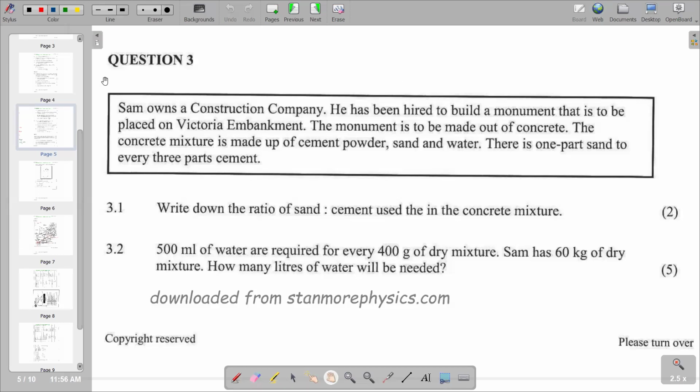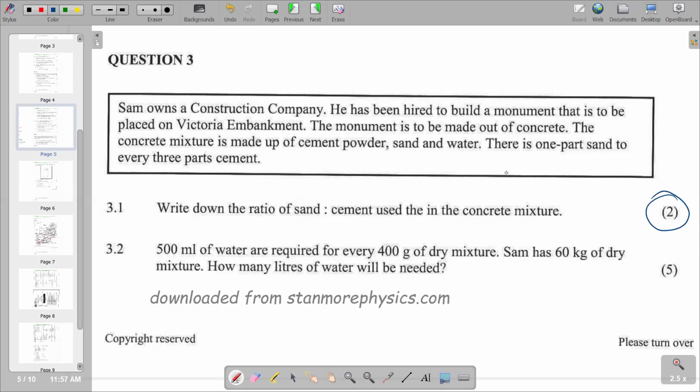So moving on to our question 3, it reads: Sam owns a construction company. He has been hired to build a monument that is to be placed on Victoria Embankment. The monument is to be made out of concrete. The concrete mixture is made up of cement powder, sand, and water. There is 1 part sand to every 3 parts cement. So the first part of the question is, write down the ratio of sand to cement used in the concrete mixture. Our question has 2 marks.